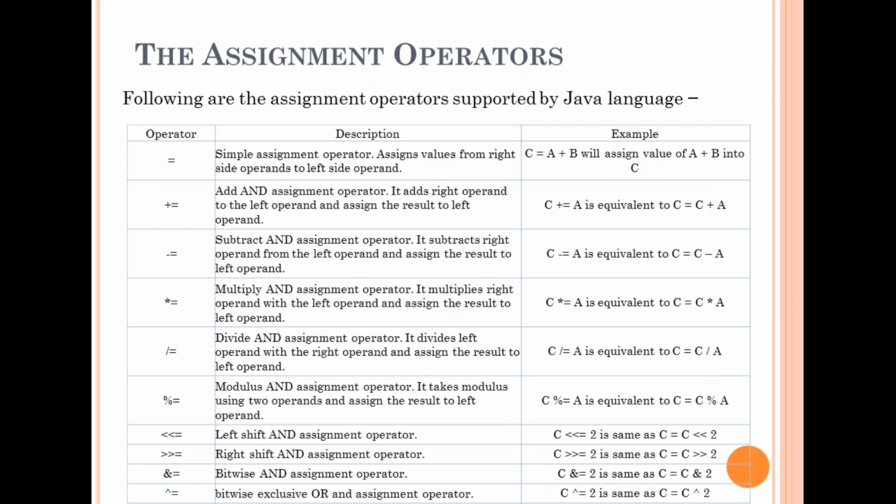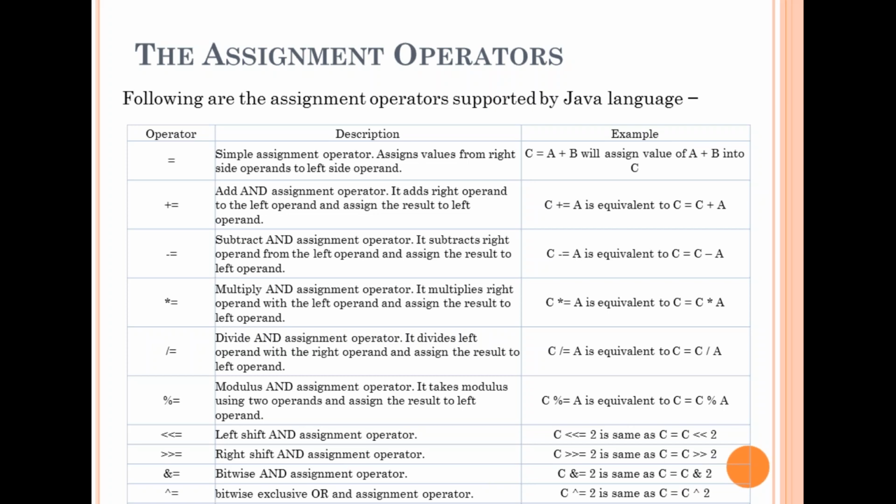The assignment operators. Following are the assignment operators supported by Java language. Equal to. Simple assignment operator. Assigns values from right side operand to the left side operand. C equal to A plus B will assign value of A plus B into C. Imagine A equals 1, B equals 2, then C equals 3.